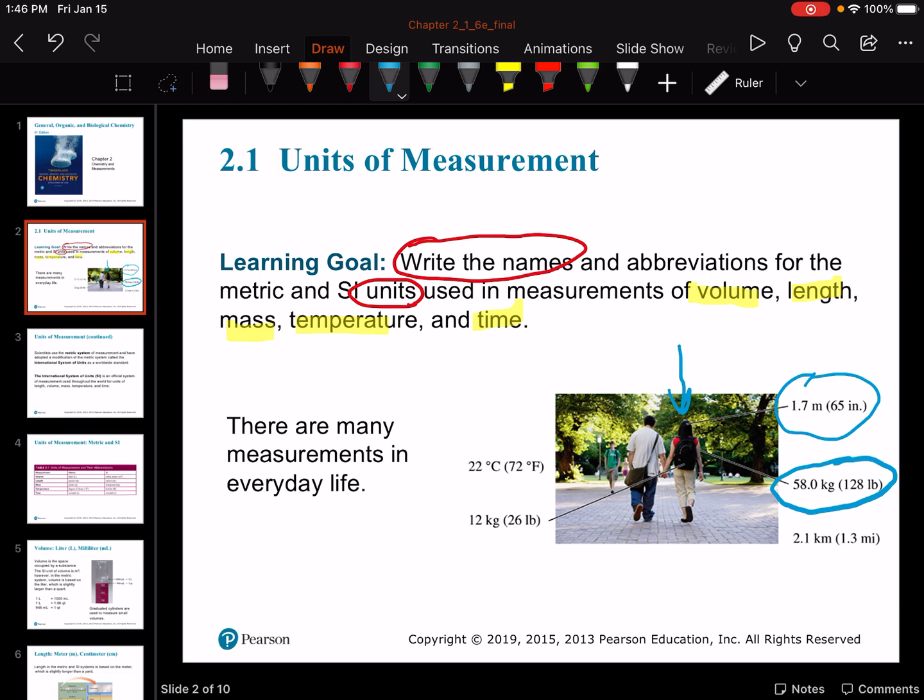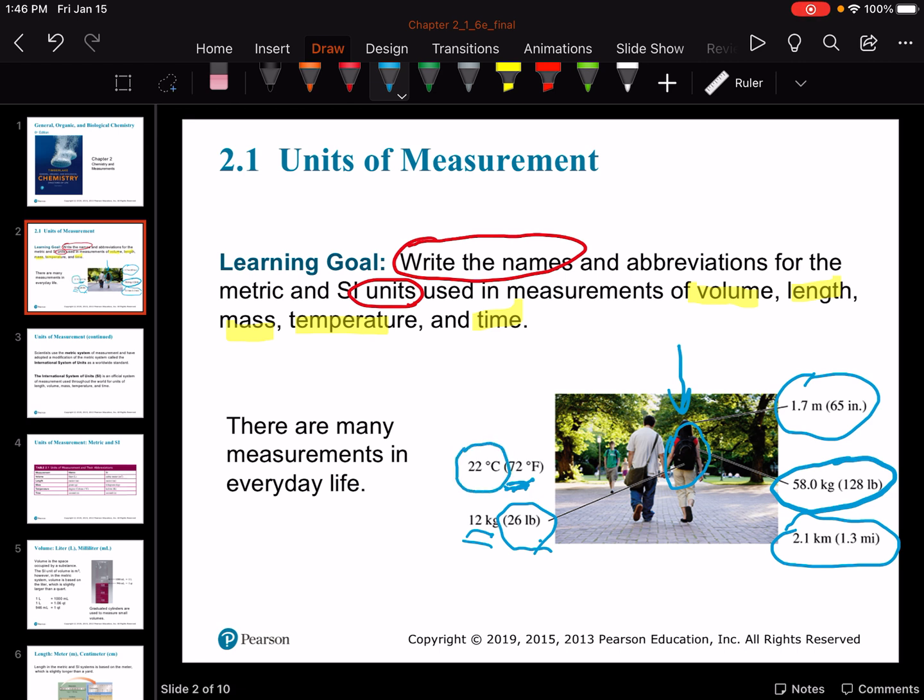They are walking 1.3 miles, it looks like, okay? You see that? In kilometers, that's 2.1 kilometers. And can you see over here that she's carrying a bag on her back? Wow, that's a seriously heavy bag. 26 pounds. Well, it turns out it's 12 kilograms. Okay? And then the weather outside is 72 degrees Fahrenheit. That's awesome. Nice weather. And that is 22 degrees Celsius.